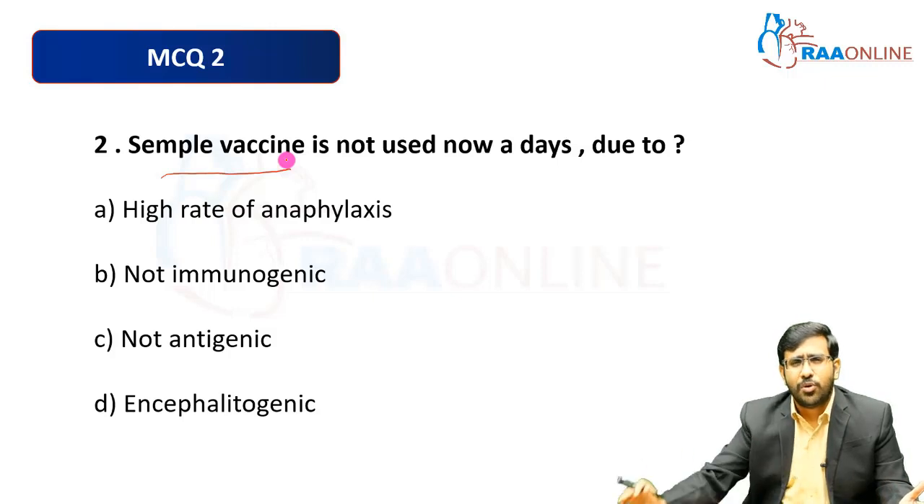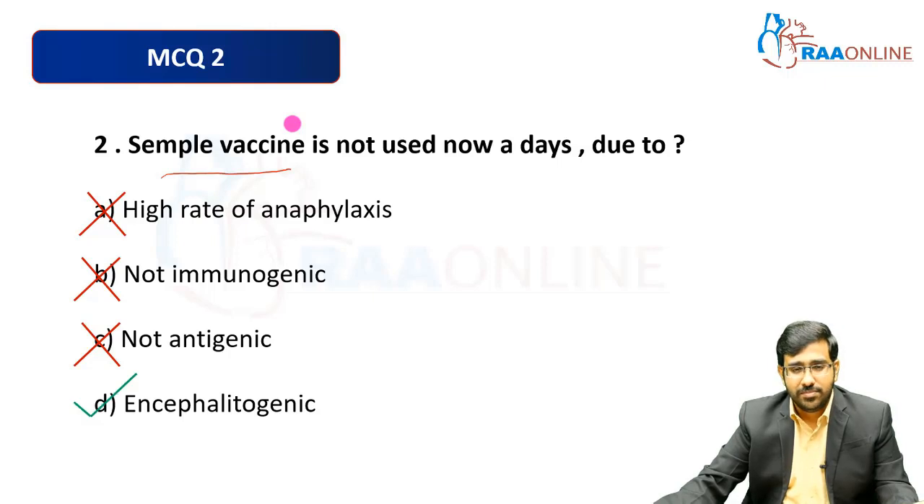Whenever we go for any vaccination, there is a risk of anaphylaxis. And the simple vaccine is immunogenic and antigenic. Since we are not using it for one particular reason, can you tell what that reason is? Because of the high rate of encephalitis. The simple vaccine, which is a sheep derived vaccine, is highly encephalitogenic. That is why we are not using the sheep derived simple vaccine. So high rate of anaphylaxis is ruled out, not immunogenic is ruled out, not antigenic is ruled out. The option is encephalitogenic vaccine. With this we are going into multiple choice question number 3.